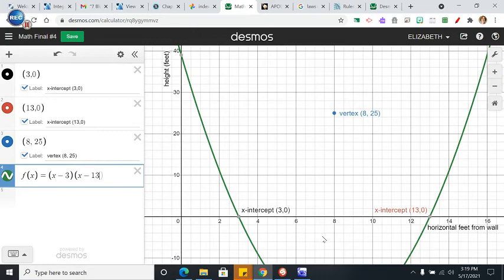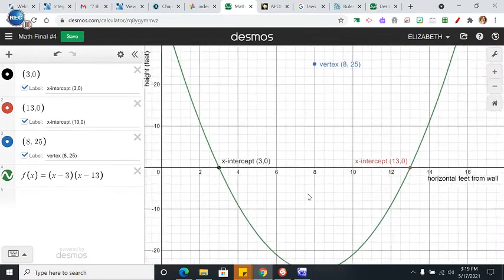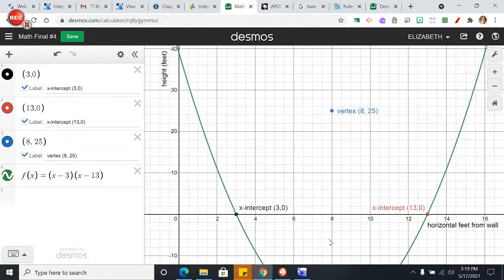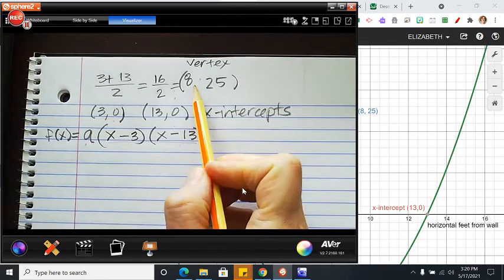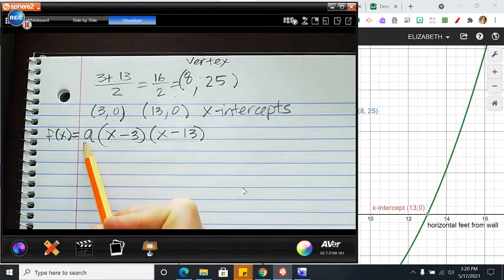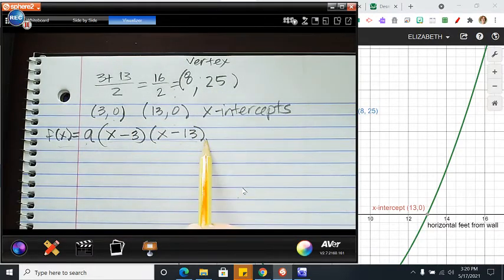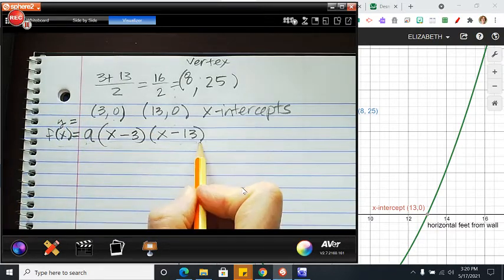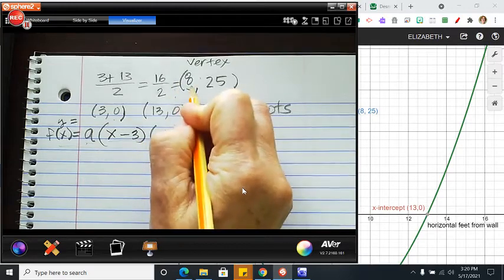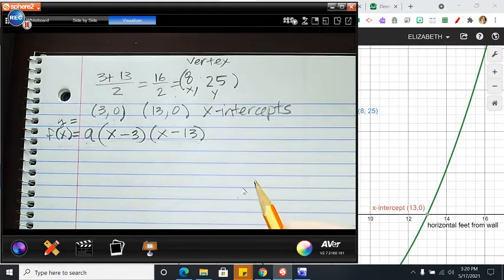Now that does go through 3 and 13, but it doesn't go through the vertex. Now you can probably figure out what this is pretty easily by just putting some different numbers right here for A. But if you would like to solve this algebraically, you could just take your vertex and plug it into this equation. Remember, this is just another way of y equals your equation. So I'm going to plug in 8 for x and 25 for y.